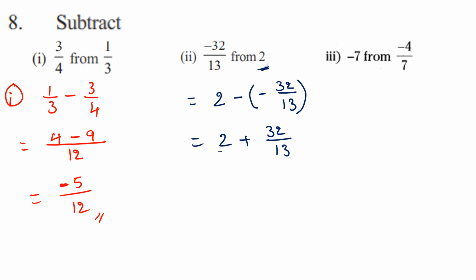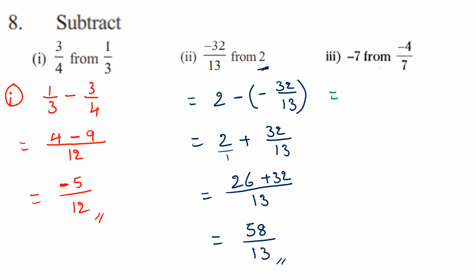2 means here 2 by 1, right? So that equals, the LCM is 13. We cross multiply: 13 2s are 26 plus 32. So that equals 26 plus 32, that is 58 by 13. This is the answer. Okay, children, let us see the next one.